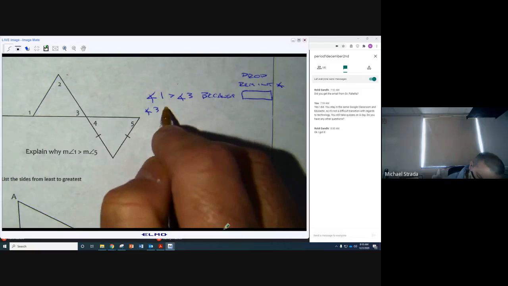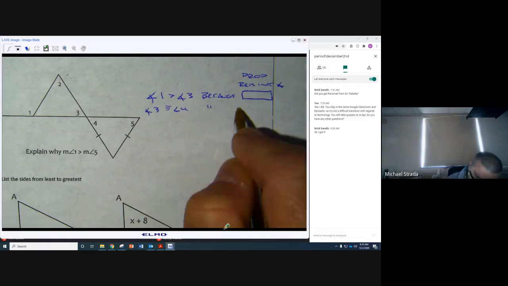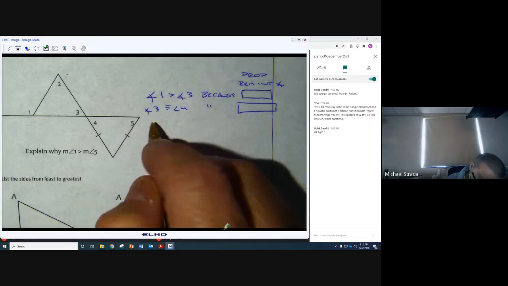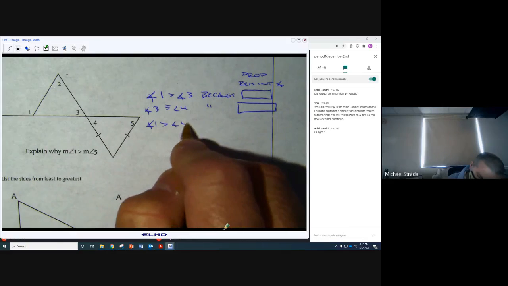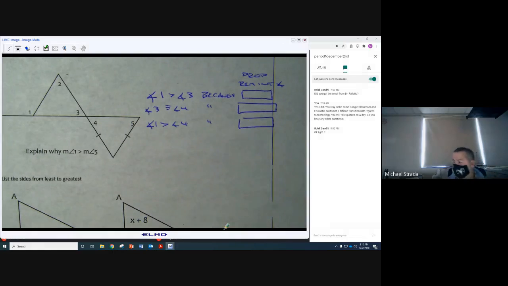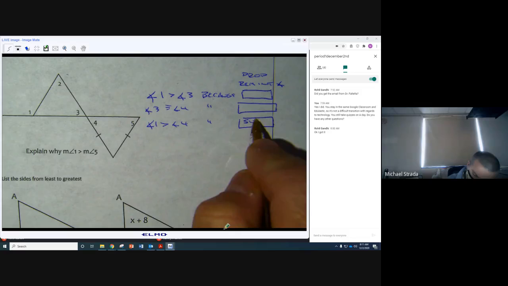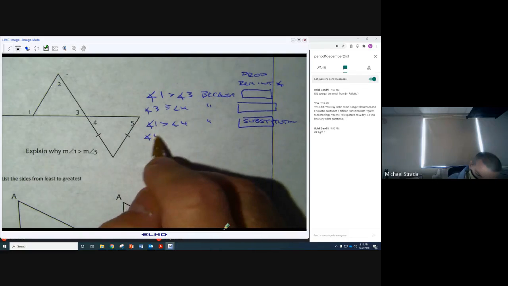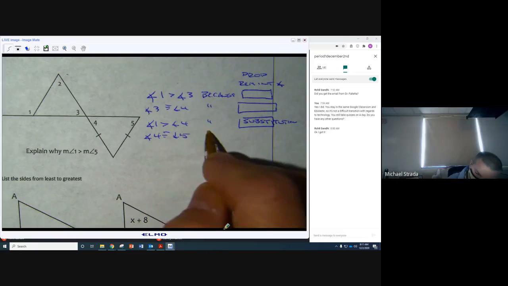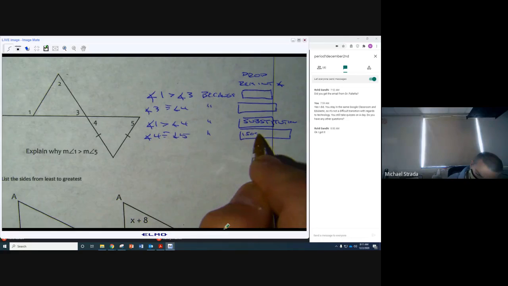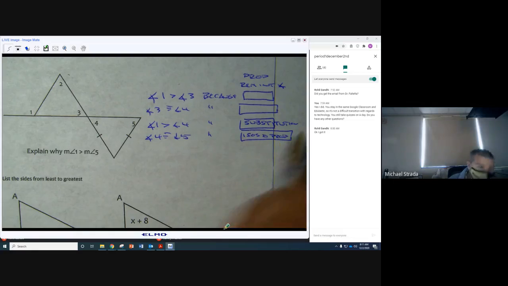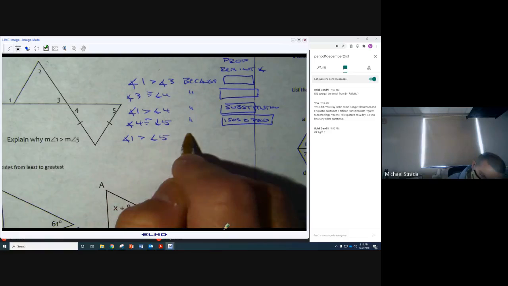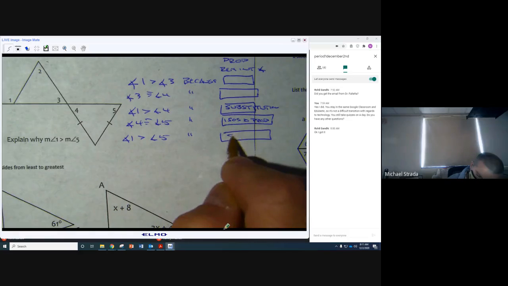So angle 3 is congruent to angle 4 because of what? Well, what kind of angles are they, 3 and 4? Vertical angles, all right? So therefore, angle 1 would be greater than angle 4 because of, and whenever you plug in something for something else, just write the word substitution. Angle 4 is congruent to angle 5 because it is isosceles triangle property. And therefore, you would say angle 1 is greater than angle 5 because of substitution.